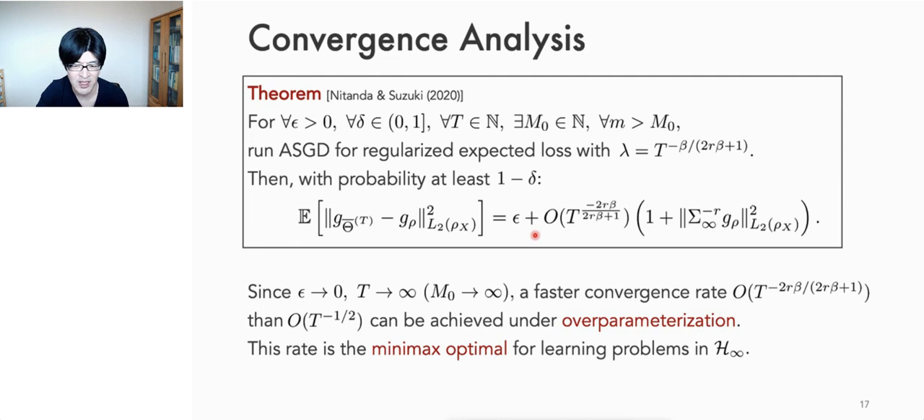Hence, this theorem says that this rate can be achieved by ASGD if the number of neurons is sufficiently large. I again remark that this theorem provides the rate of the generalization bound, which is faster than 1 over square root t. Moreover, this rate is known to be minimax optimal in the learning problem setting we consider.